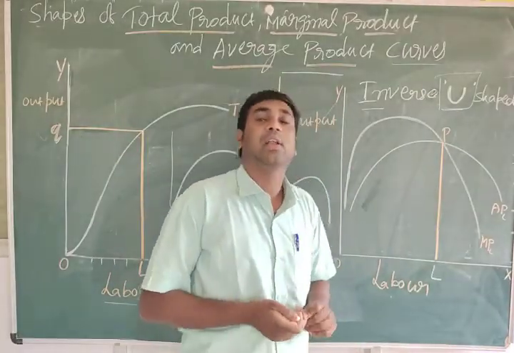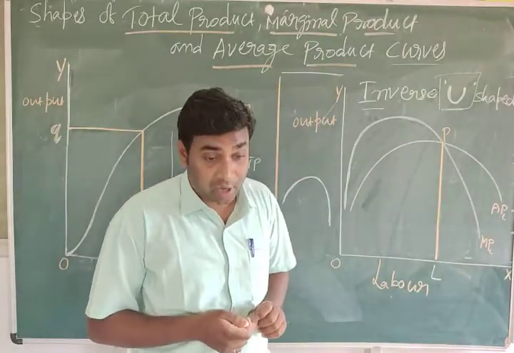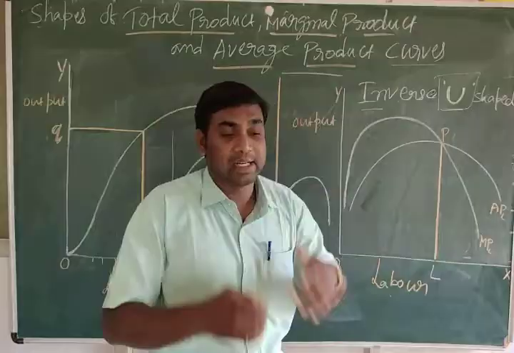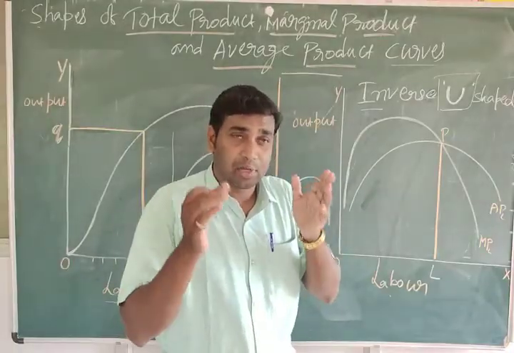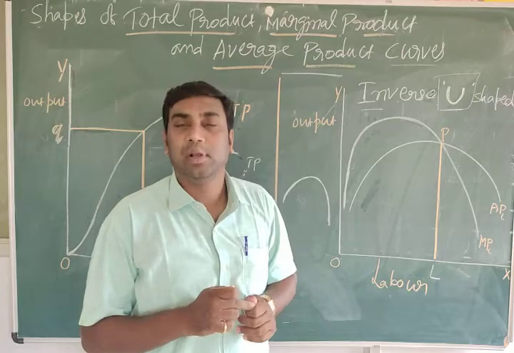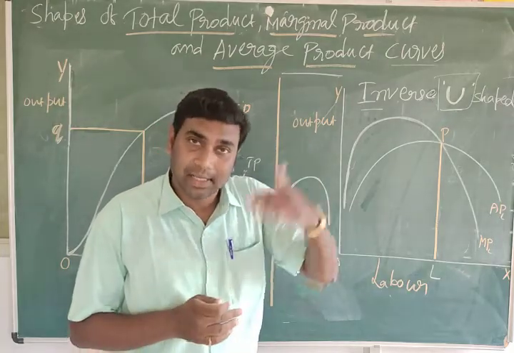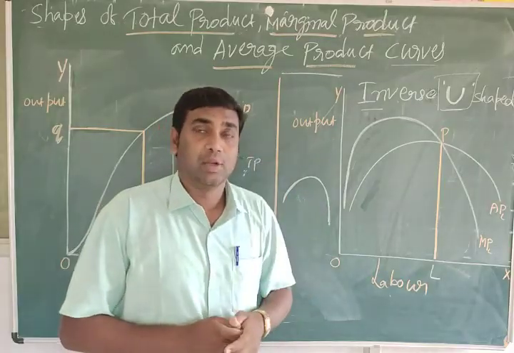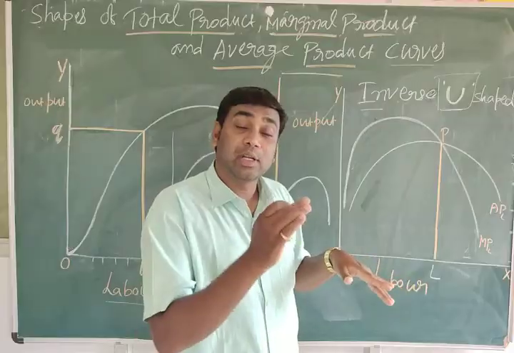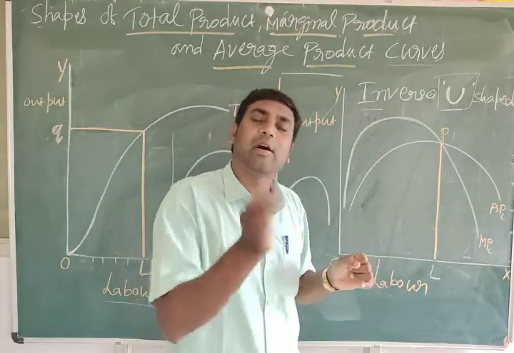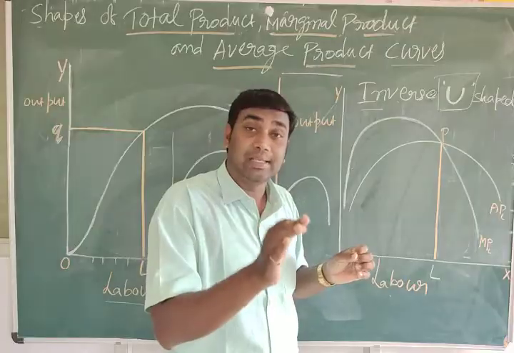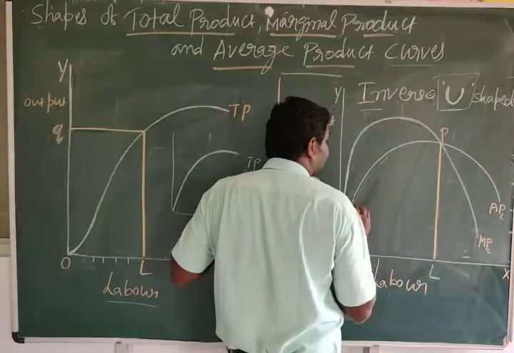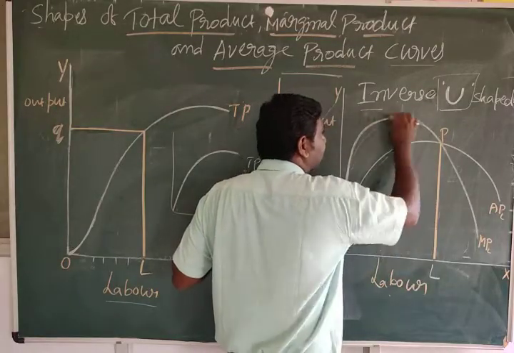After a certain level, when the MP starts falling, average product also starts declining. We can observe in the table: when the marginal product starts declining, immediately average product also starts declining. So when marginal product increases, average product also increases. When the average product increases, the marginal product is greater than the average product.